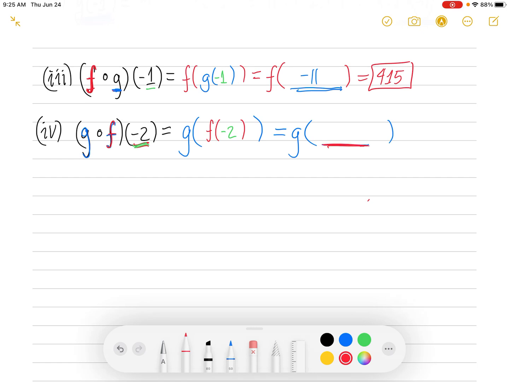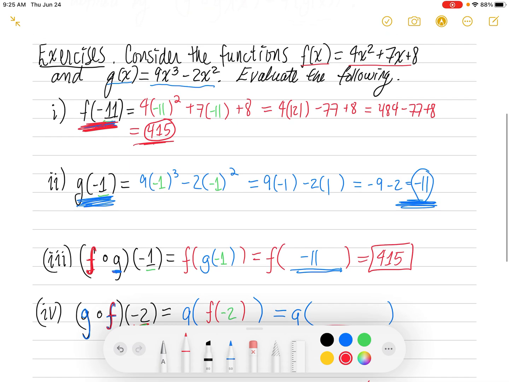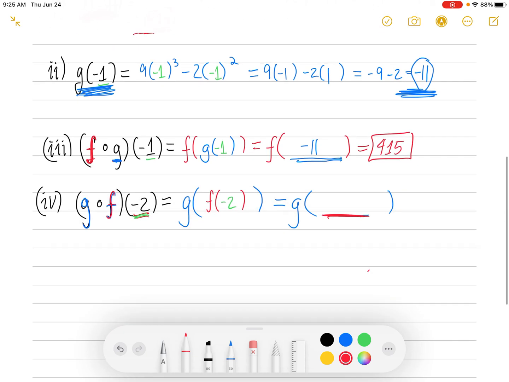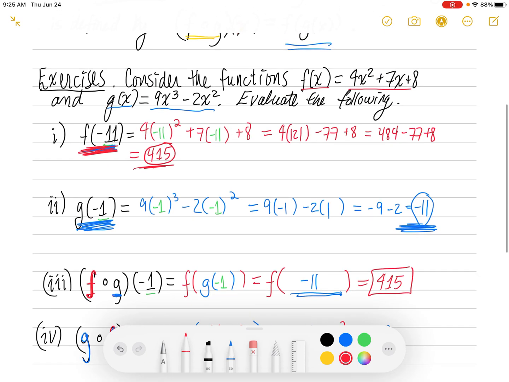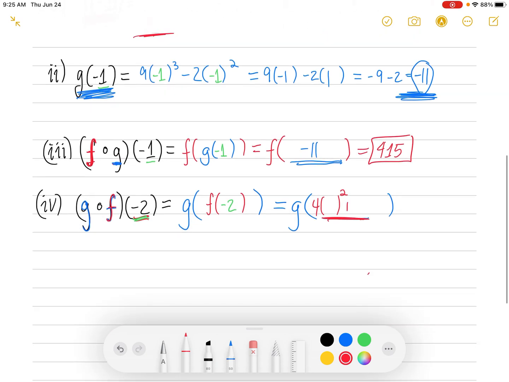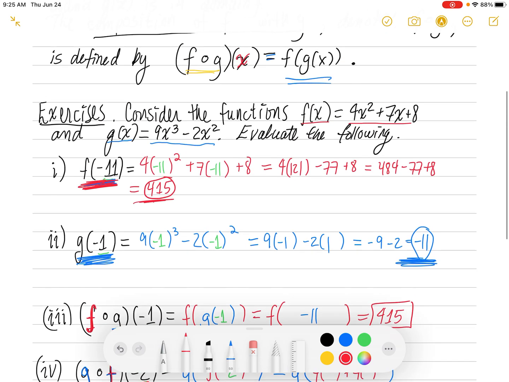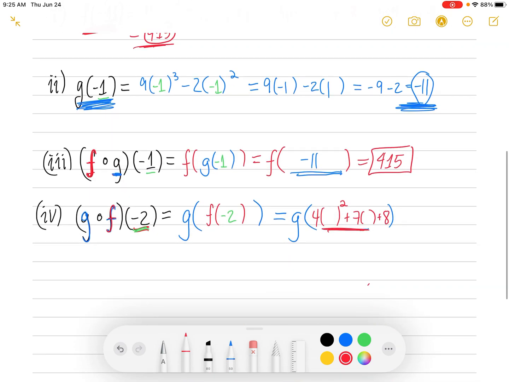So you always leave the outside function alone initially, and you're going to work inside of the g function. You've got to find what f of -2 is. What is f of -2? Well, for f of -2, you're going to have to use your red function. So you have 4x squared plus 7x plus 8. We're going to plug -2 in for x. So 4 times blank squared plus 7 times blank plus 8, right? That's the f function. And in place of x, we're plugging this green -2 here.